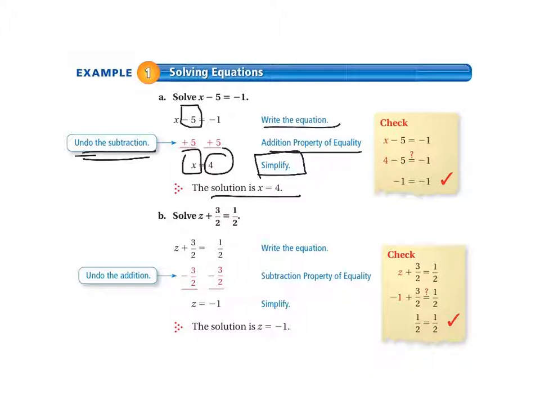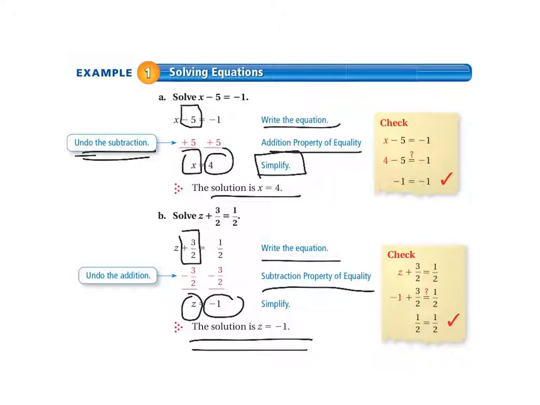Letter B, we're solving z plus 3/2 equals 1/2. So we write the equation, and now we're looking at the sign that's in front of the 3/2, and we're subtracting 3/2 from both sides. So we're using our subtraction property of equality, and we simplify, and we end up with a z on the left, and 1/2 minus 3/2 equals negative 1, so our solution is z equals negative 1.